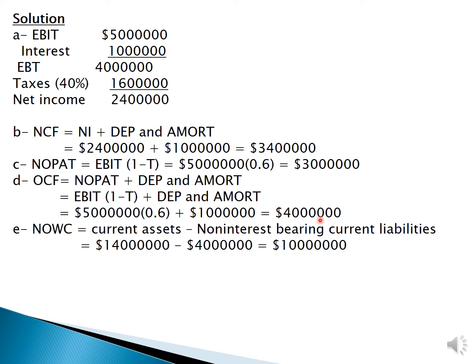Net operating working capital is current assets minus non-interest bearing current liabilities. We have this number in the example. So we are going only to subtract non-interest bearing current liabilities from current assets. We are going to get 10 million. I think it's very easy.